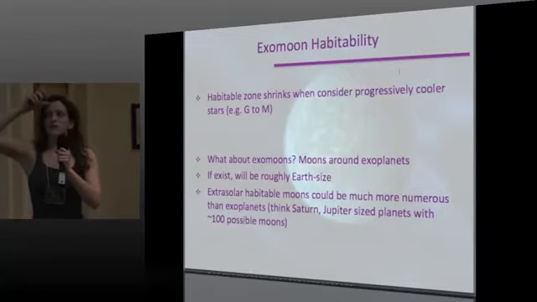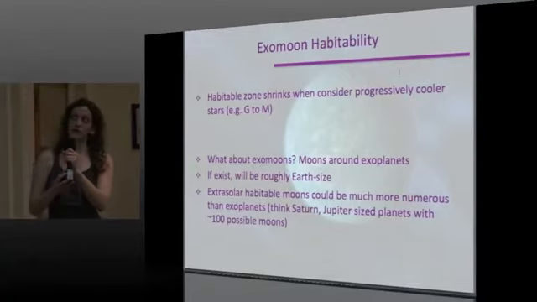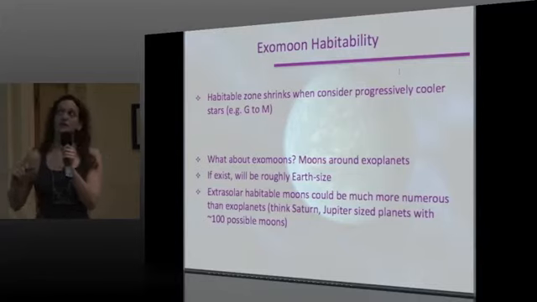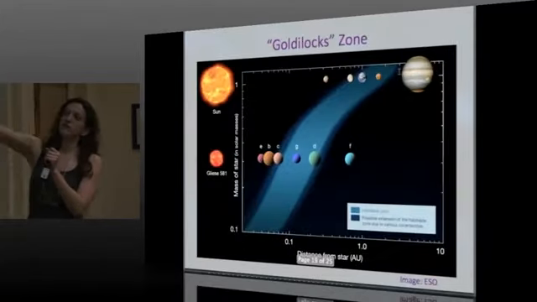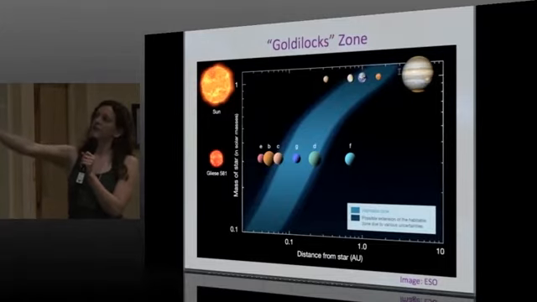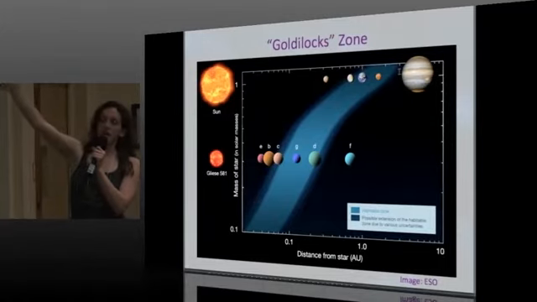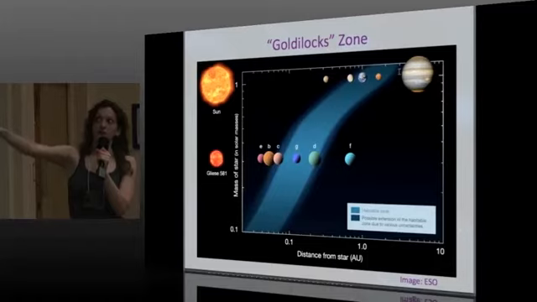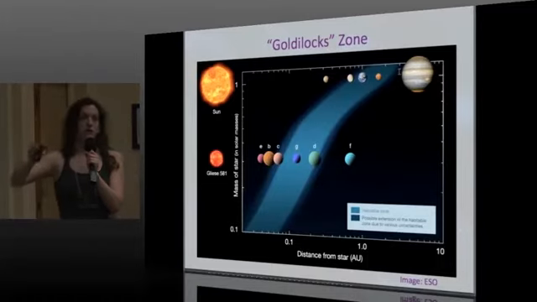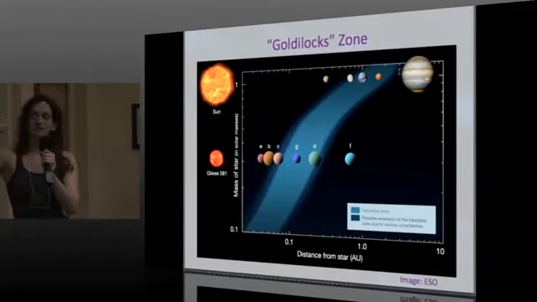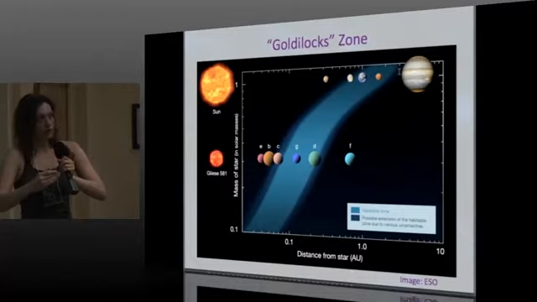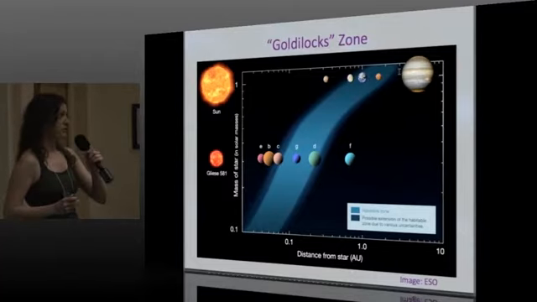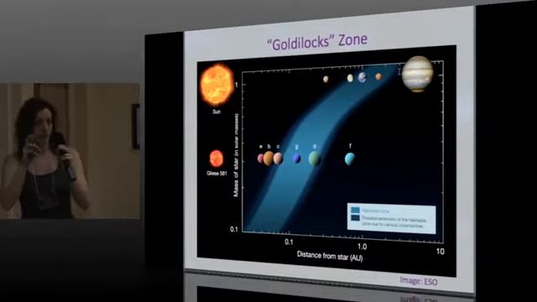Exomoons, I just wanted to touch on briefly. I think we have a couple of talks about exomoons as well. Oh, and a note that I forgot to put earlier. The habitable zone does shrink when you consider smaller stars. This is on a log scale. So back here, the habitable zone is actually wider than it is up here. When you have a smaller star like an M-dwarf, there's less heat and less energy coming off of it. So the habitable zone both moves inward closer to the star and also becomes narrower. So it's a narrower band of habitable zoneness.